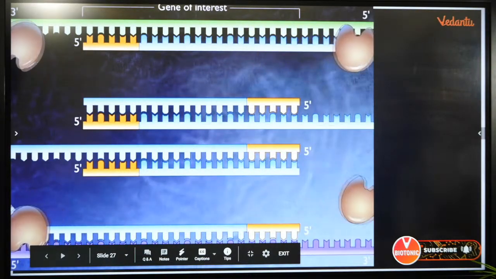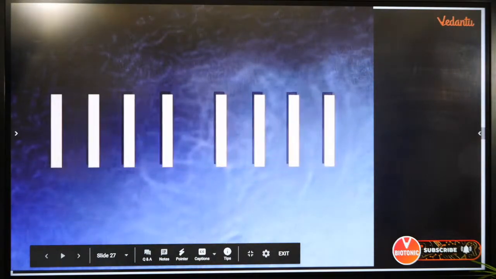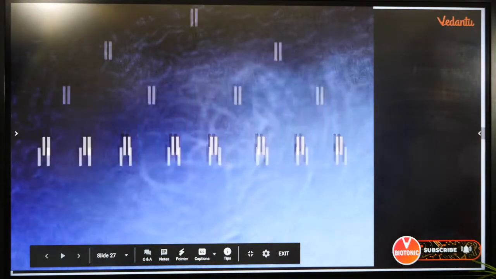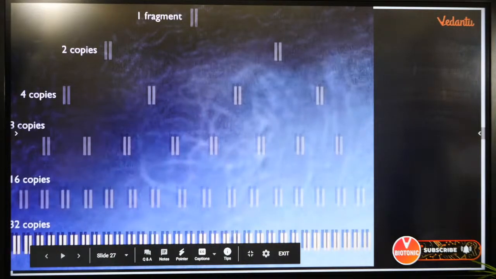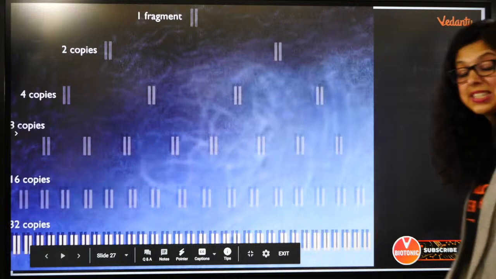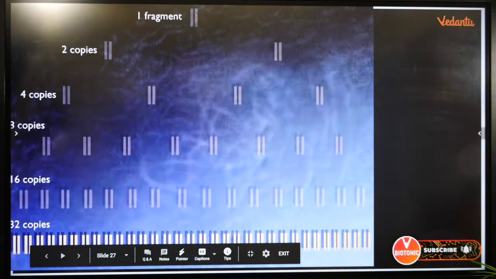This process is repeated until enough DNA has been produced to be identified or used for further research. After 21 cycles, one molecule of DNA can be amplified to over 1 million copies. This can be achieved by running the reaction overnight in a thermal cycler, an instrument that automatically raises and lowers the temperature at appropriate time intervals.